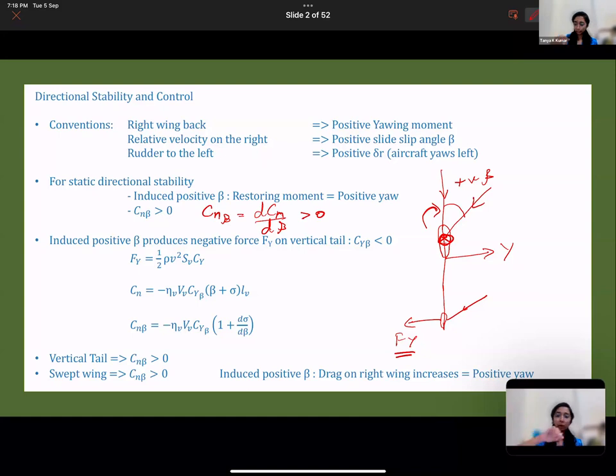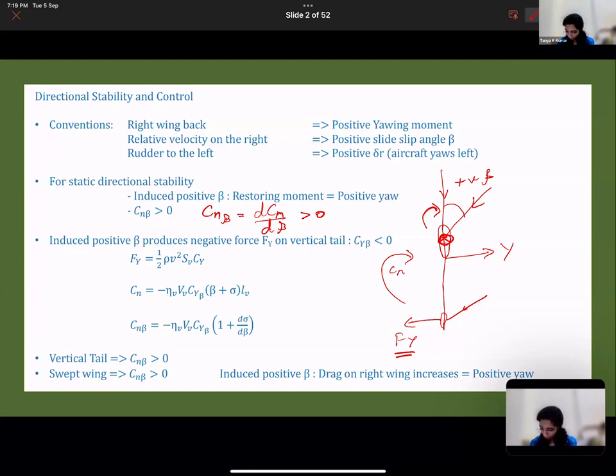Exactly, it will produce a positive yaw, right? So this is the yaw that is produced. This is your Cn or N. So it produces a positive yaw. It yaws towards the right. Therefore, positive beta gives you negative force and positive yawing moment. Okay. You don't have to remember this. You can just easily draw this diagram and find out by yourselves.